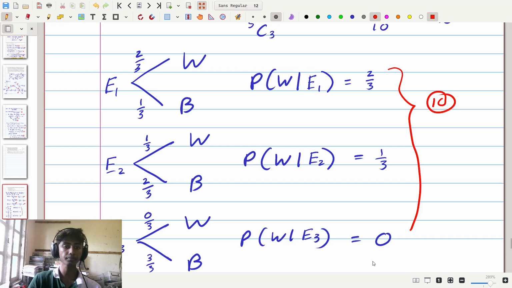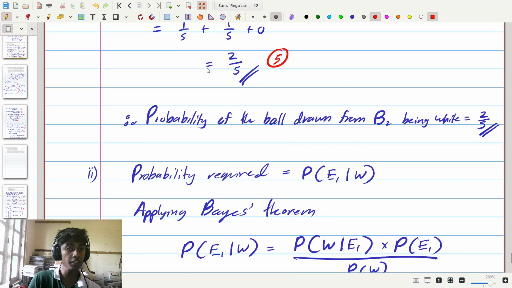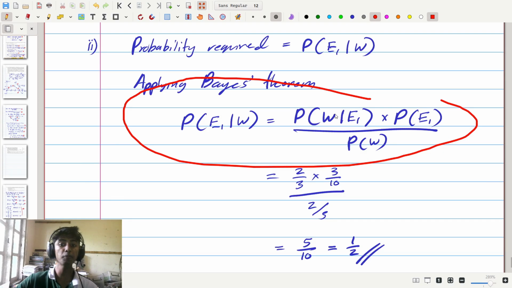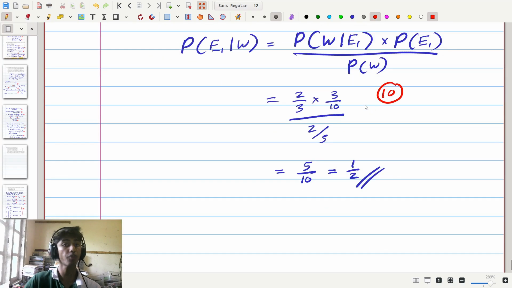Now after that, when you then use the fact that each of these partitions added together is going to be equal to total probability of W and write this equation and substitute correctly, for the equation and substitution, you get 10 marks. And after that, when you simplify and get the final correct answer of 2 over 5, you get another 5 marks. Now for the second part of the question, when you write down the correct application of Bayes' theorem and substitute correctly, for this bit and this bit, you get a total of 10 marks. And after that, when you simplify and get the final correct answer of 1 over 2, you get a final 5 marks.